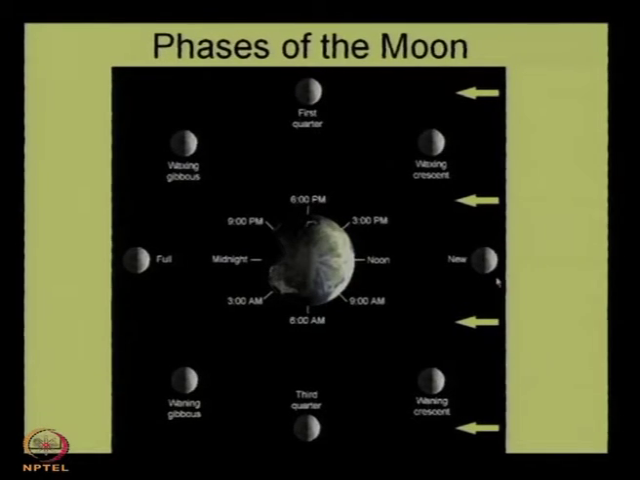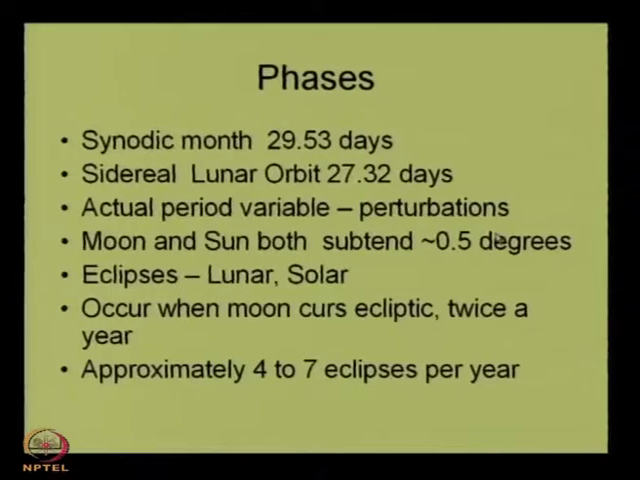Okay. And the time period for this to happen is not exactly the orbital time period. The time period for this to happen, it is called a synodic month. Okay. The month actually is decided by the one lunar cycle, and this is called a synodic month. It is 29.53 days. So, it is slightly larger than the orbital period of the moon, the sidereal orbital period.